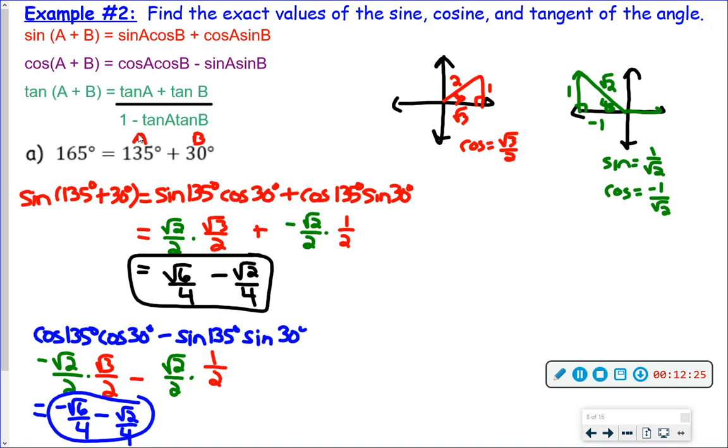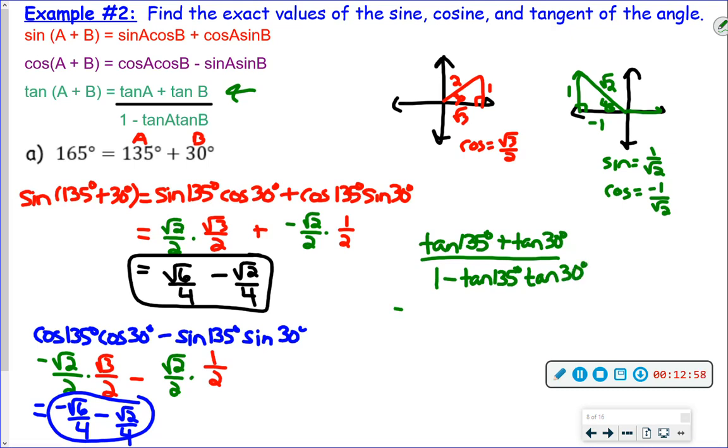All right, let's do tangent. So I'm going to scroll it down because I think I'm going to need just a touch more room for tangent. We'll kind of set it up over here in the corner first. So I'm going to do tan. So I'm using the formula up here at the top, the green one. Tan of the first angle plus tan of the second, over 1 minus tan of the first angle, which is that 135, tan of the second.